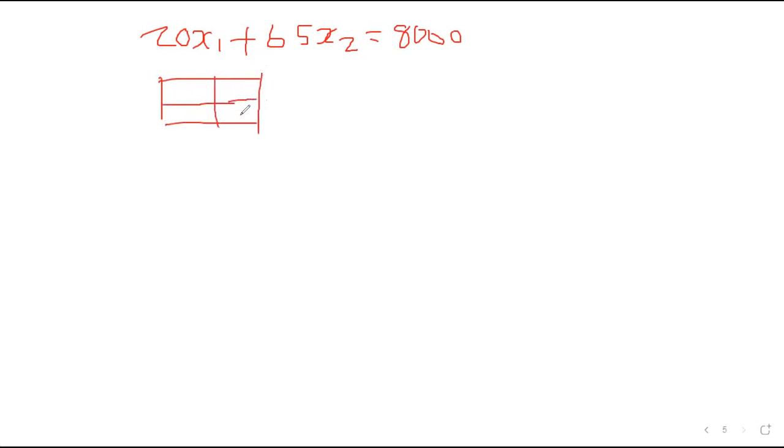How will be the table of values? So meaning that here to be our x1 and our x2. So what are we saying here? We're saying if x1 is 0, what will be our x2? So we are substituting there. If x1 is 0, x2 will be what? 8,000 divided by 65, which will be 123.